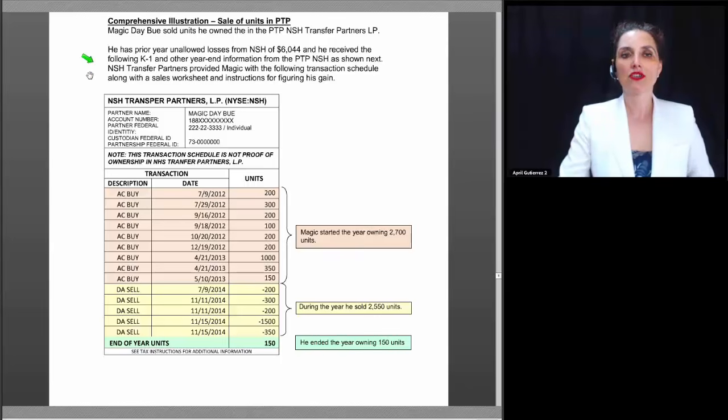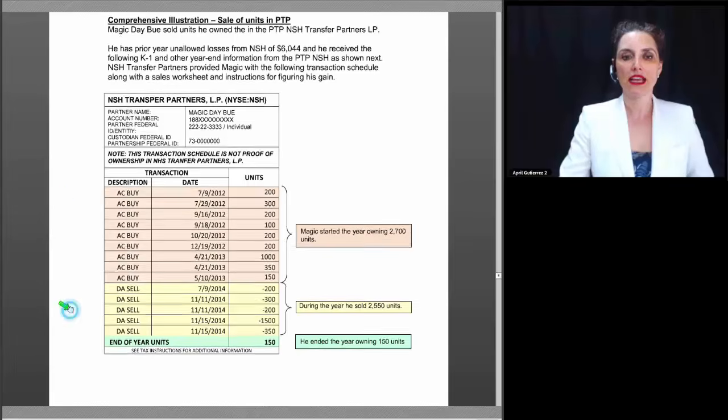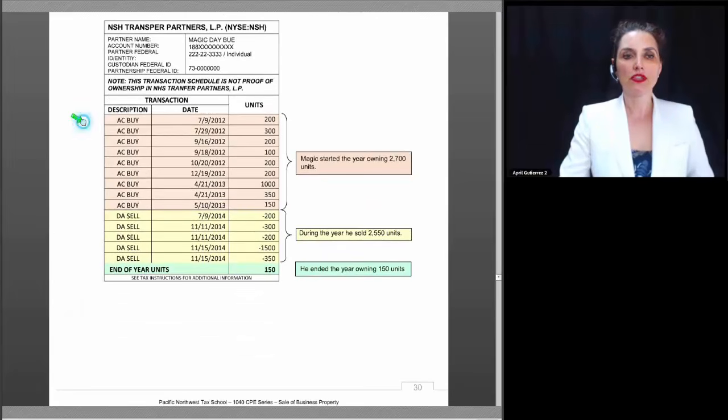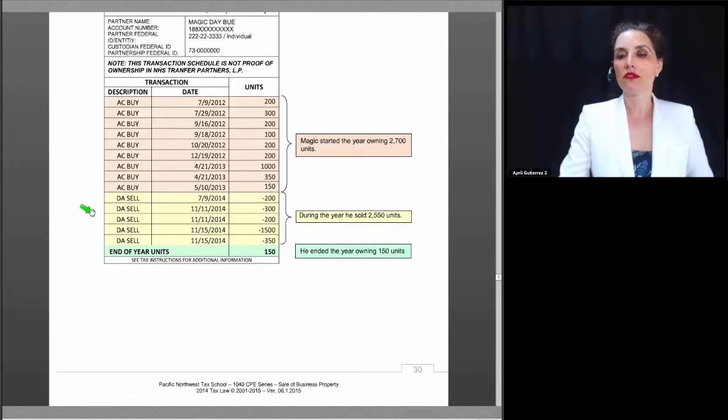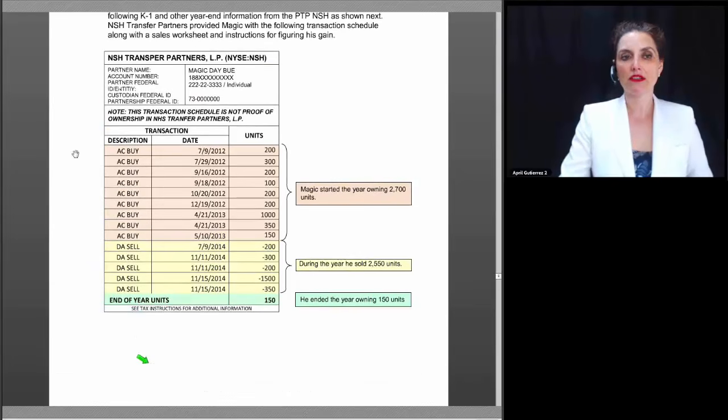Also, NSH Transfer Partners provided Magic with the following transaction schedule that we see right here, along with a sales worksheet and instructions for figuring his gain. So what does this tell us? Well, it shows us that he started the year owning units, and he had 2,700 units at the opening of the year. And then during the year, he sold 2,550 units, so at the end of the year, he owned 150 units. So that's what this particular transaction report is telling us.